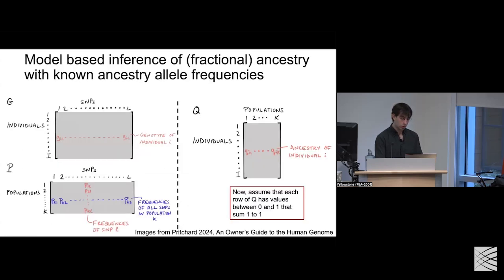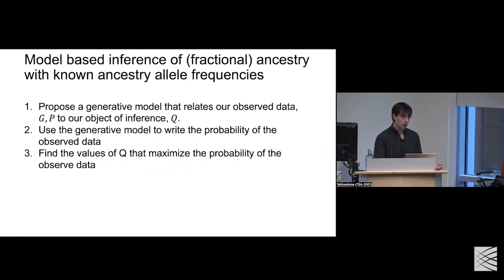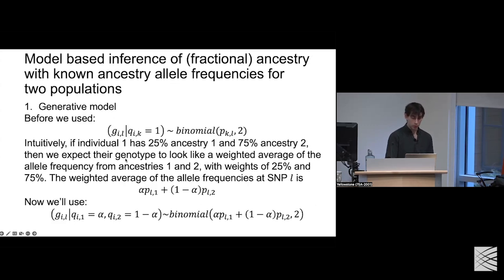And so in our inference, at a high level, the strategy is going to be exactly the same. Propose a generative model that relates our observed data to the object of inference, use the generative model to write the probability of the observed data, and then define the values of Q that maximize the probability of the observed data. And so first, the hard part of this is just going to be transforming our generative model.